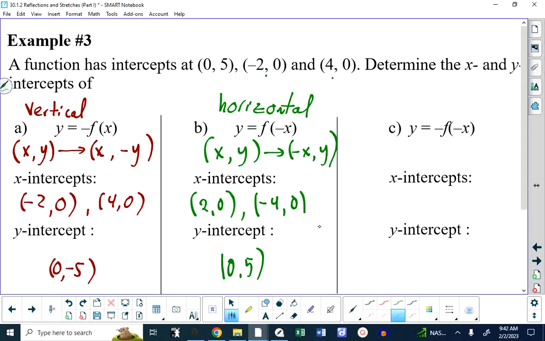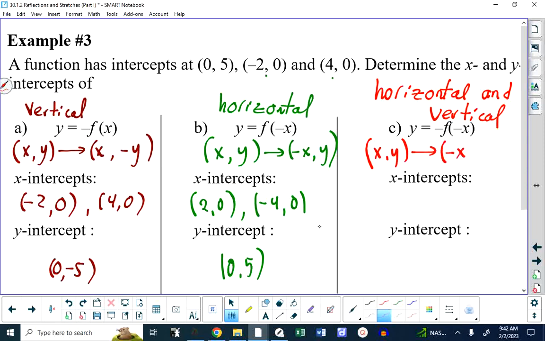All right. Well, this one is our first foray into the fact that we can have a horizontal and a vertical reflection. Because x is being multiplied by -1, it's a horizontal reflection. The whole function is being multiplied by -1, it's a vertical reflection. What's happening here is x comma y. Well, the x changes to -x because of the horizontal reflection, and the y changes to -y because of the vertical reflection.